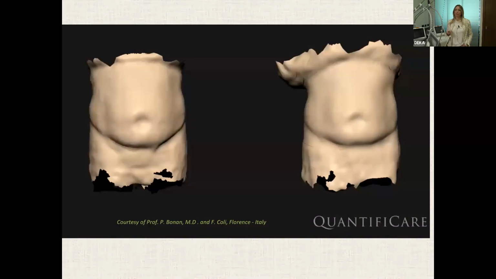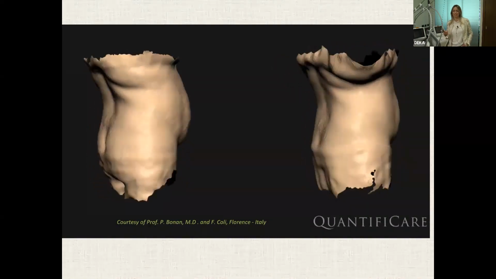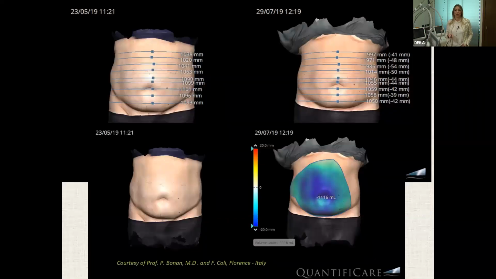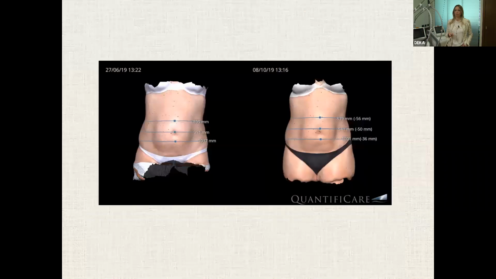So be careful to the heat diffusion as positive side effects. She lost about 5 centimeters of circumference. This is a Quantificare 3D camera. Another case of belly area, she lost 5 centimeters here in the middle.